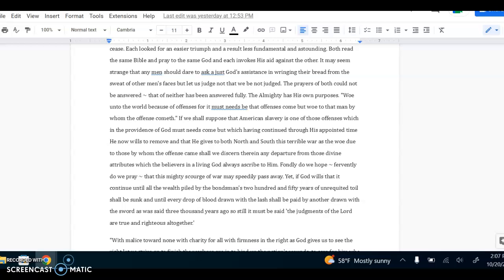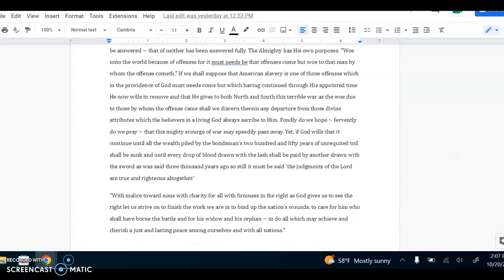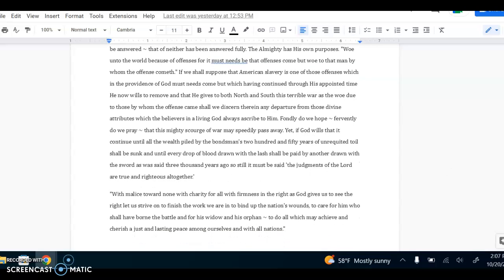But let us judge, not that we be not judged. The prayer of both could not be answered. That of neither has been answered fully. The Almighty has his own purposes. Woe unto the world because of offenses, for it must needs be that offenses come, but woe to that man by whom the offense cometh.